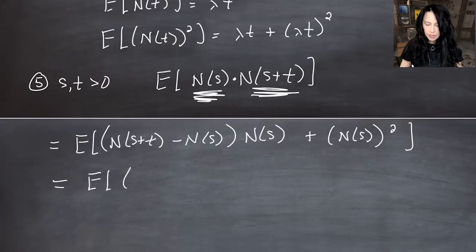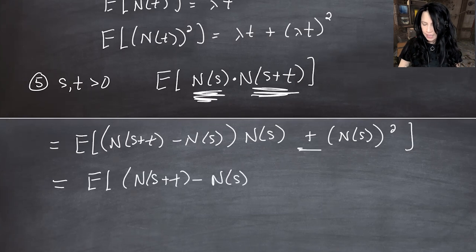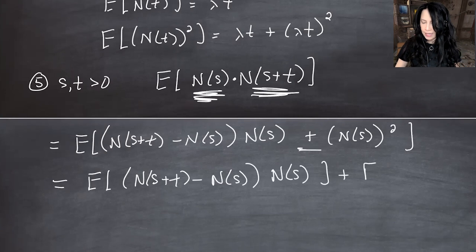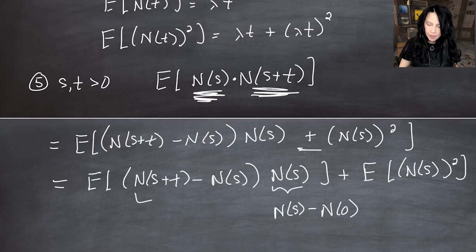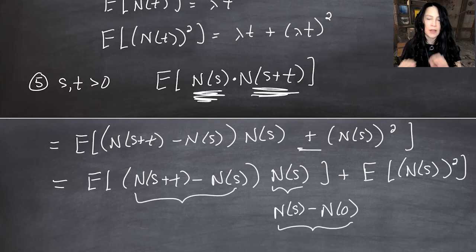This is the expected value of, I can break it up at the sum, N(s+t) minus N(s) times N(s), plus the expected value of N(s) squared. And this N(s) being N(s) minus N(0), you are talking about two increments of the process that are independent and can be pulled apart.